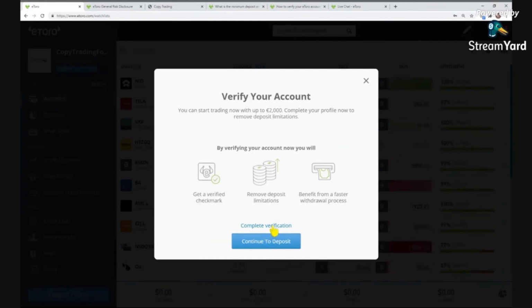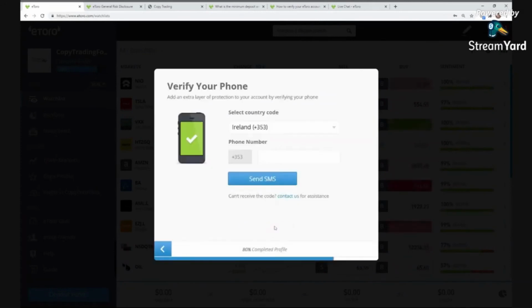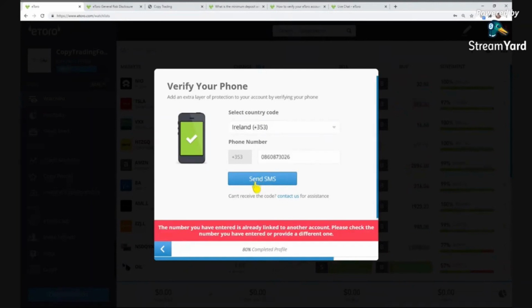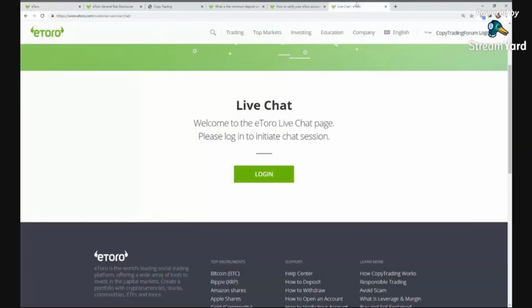So I click on complete verification. Here I have to put in my phone number, but this is my second account. You just put in your phone number there and you send the text. It says the number has already been linked to another account. So what I'm going to have to do here is contact eToro. You won't have to do this the first time to link your phone number. So I'm going to do that straight away.